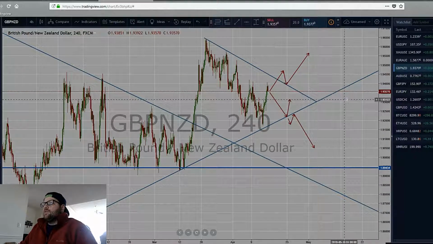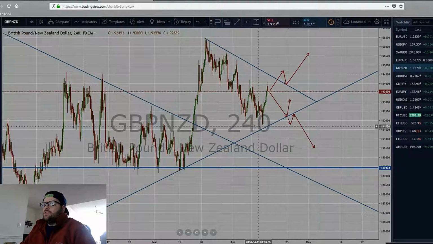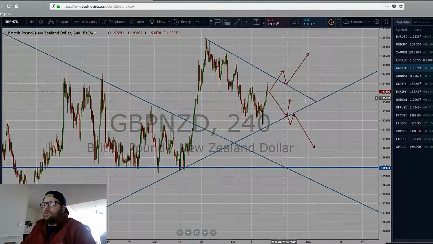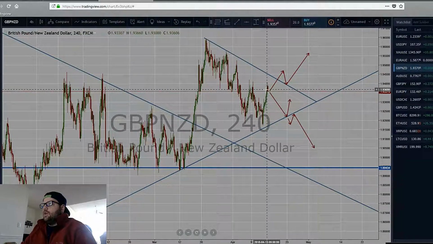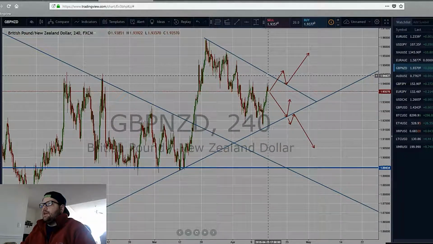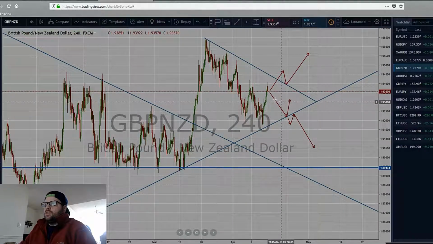Looking at the 4-hour time frame, same trend line drawn. All the trend lines are the same. I didn't add any zones or anything like that. No support and resistance levels. We're just going off of trend lines on this pair. So if we do see bullish movement out the gate, we're looking for a break and a retest and then continuation upward, which is kind of what I expect.